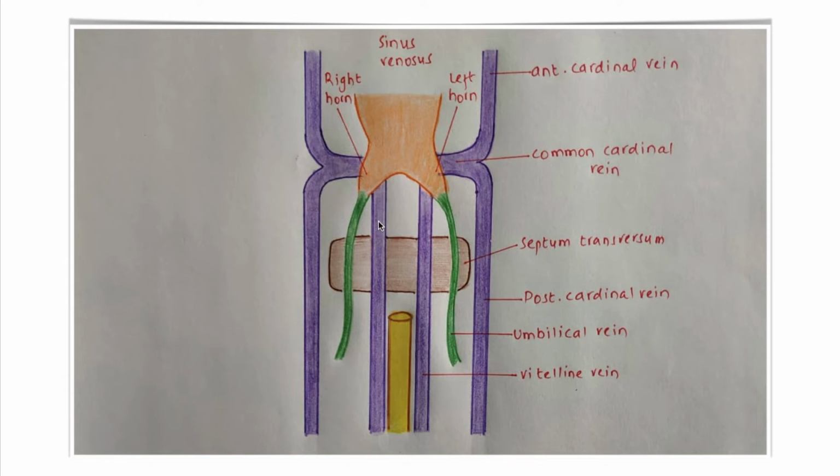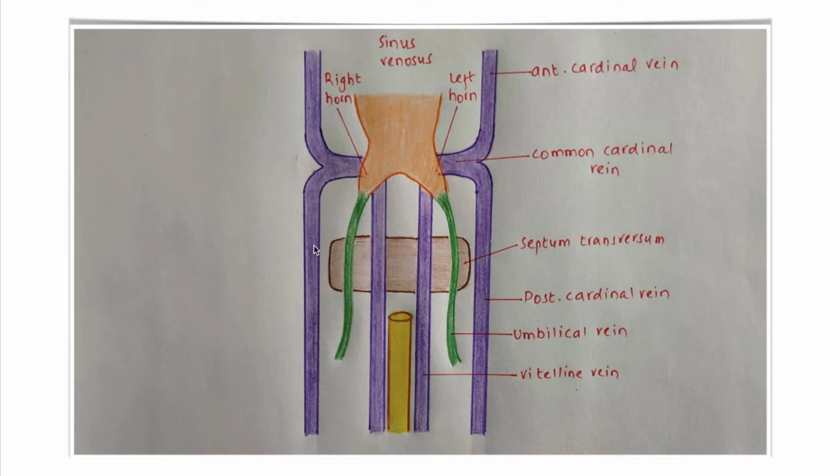Out of this, the left hepatocardiac channel will disappear, whereas this right hepatocardiac channel connects the developing liver to the developing heart. That's why it is termed the hepatocardiac channel. This portion is also termed the primitive inferior vena cava. So this is also contributing in formation of the definitive vena cava. So this is the right hepatocardiac channel.